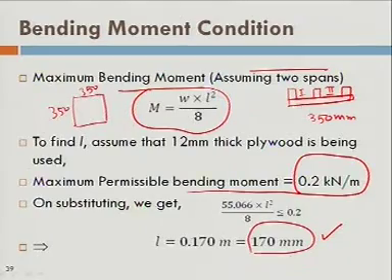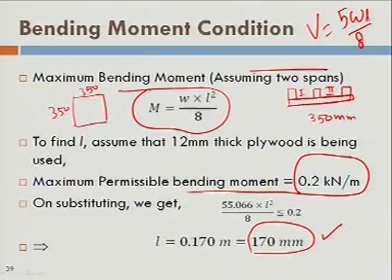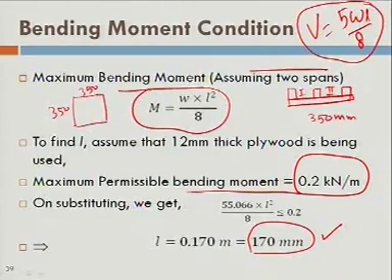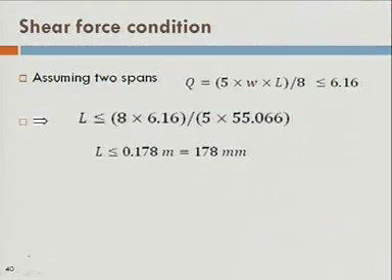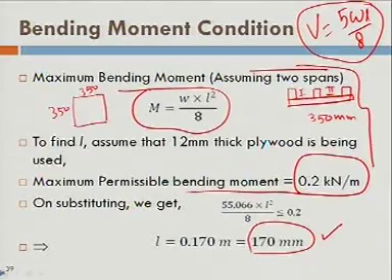Okay, find out for shear, based on shear consideration. I will give you just the formula. Shear is 5WL by 8. The formula for shear for this case you can use as 5WL by 8. So find out the span for plywood using this consideration. The maximum permissible shear in 12 mm plywood is 6.16 kilonewton.